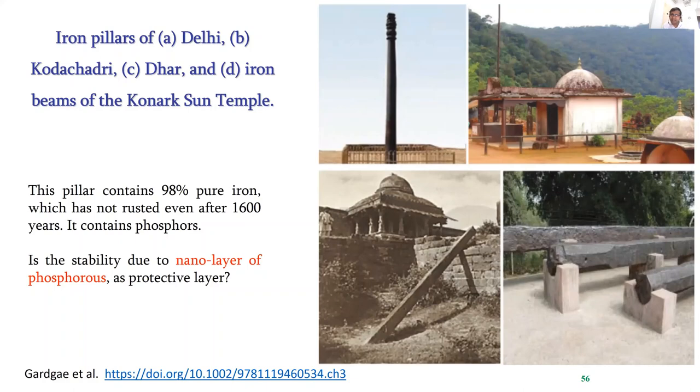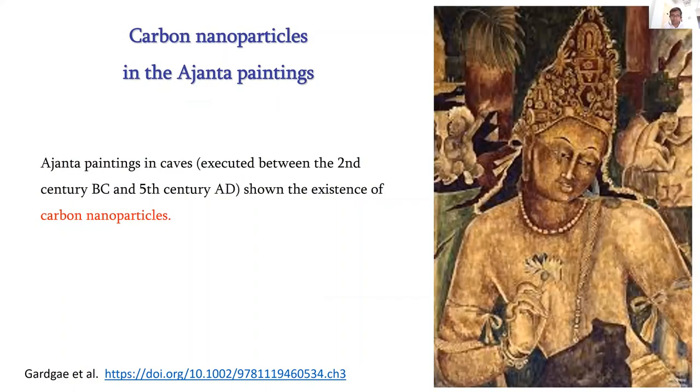The other example is where they found carbon nanoparticles in Ajanta paintings, which are again old, 2nd century BC to 5th century AD, indicating that people knew that when you go to the smaller size, they have different optical properties also.